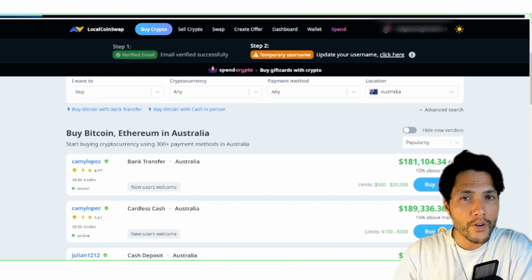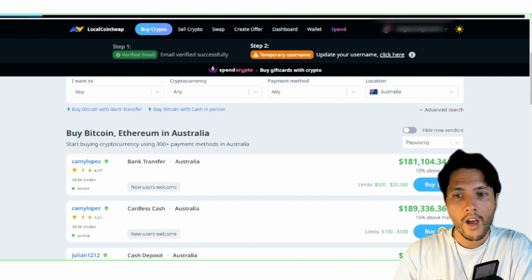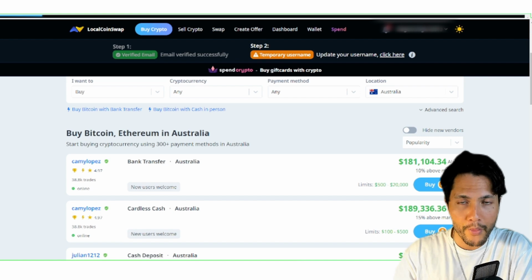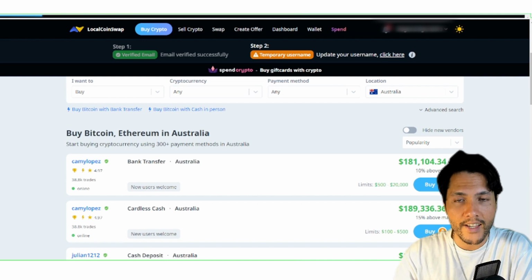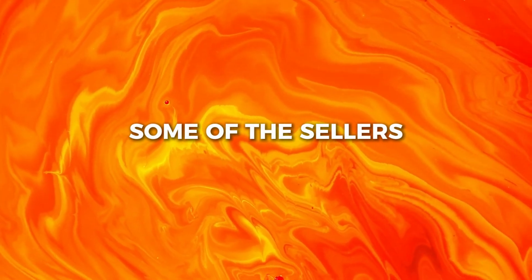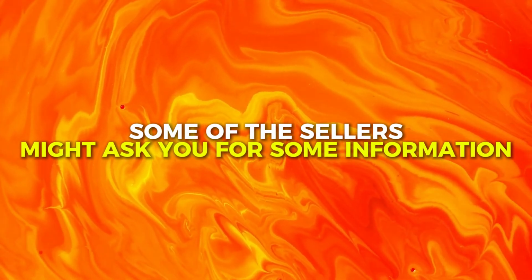So yes, you don't have to give KYC when you sign up to the website, but there are a number of different payment methods here. There are hundreds of different payment methods all around the world. They're very different to each other. You've got payment methods in every country around the world, every currency, different cryptocurrencies. And some of the sellers might ask you for some information.